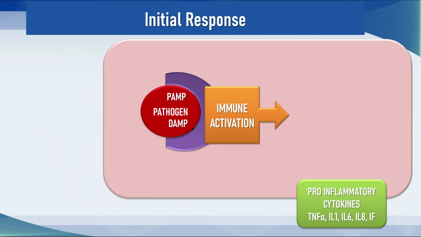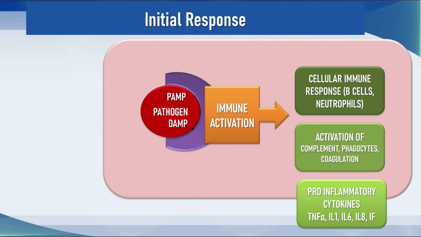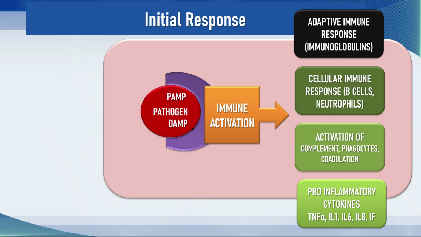Once the infection is recognized, a cascade of signaling events is initiated, leading to the production of pro-inflammatory cytokines such as tumor necrosis factor alpha, interleukins 1, 6, and 8, and interferons. This subsequently activates complement, phagocytosis, and coagulation, and there is a full cellular immune response with T cells, B cells, and neutrophils subsequently. Eventually, a third level of response, the adaptive immune response that produces immunoglobulins, occurs.